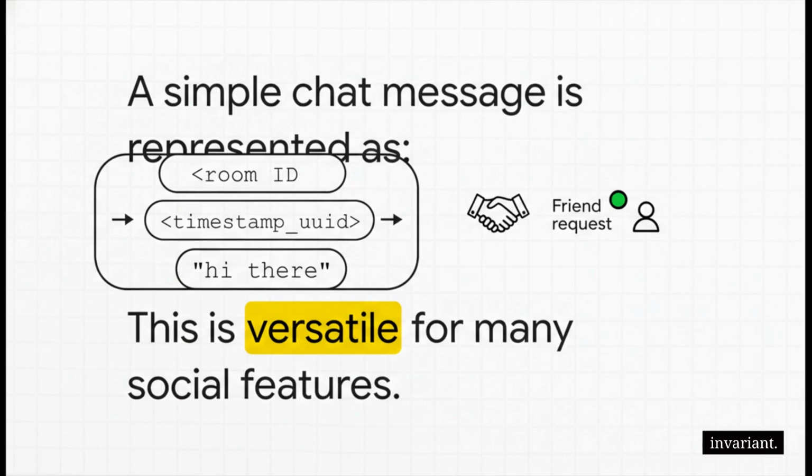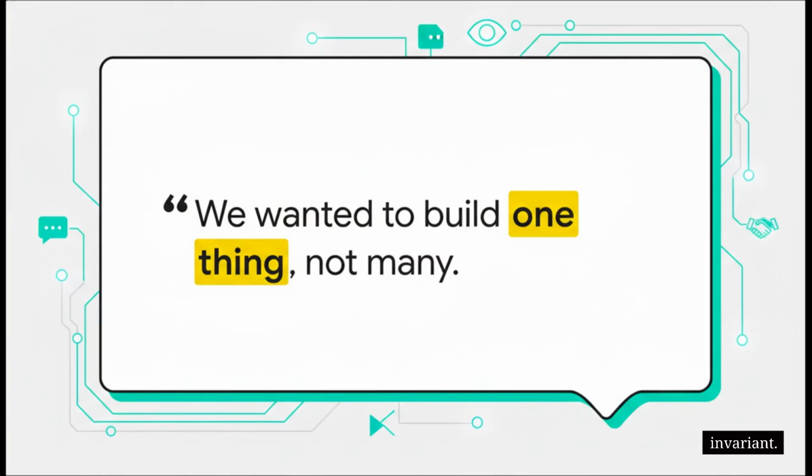It's incredibly flexible. And this quote from Edvard Fagerholm, one of their server engineers, just nails the philosophy. "We wanted to build one thing, not many." I mean, think about that. Instead of building a custom system for chat, another for friend lists, another for presence, they built one powerful, abstract system that could do it all. That is just a masterclass in smart engineering.